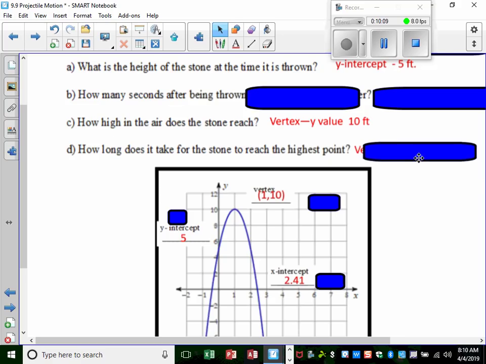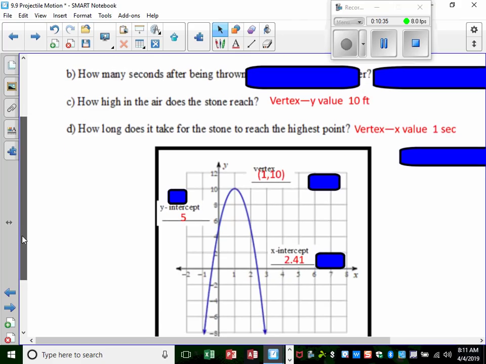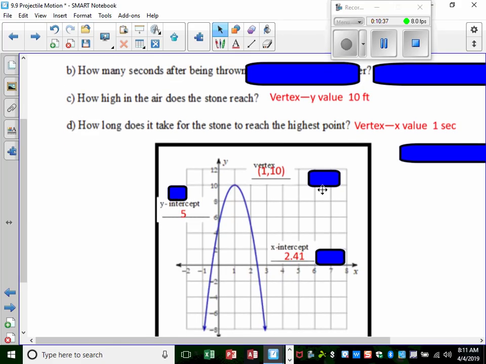How long does it take for the stone to reach the highest point? Then that's the x coordinate of your vertex. So the x is how long it will take, and the y is how high in the air it reaches. Again, you're looking at your vertex point, and there's your vertex right there. You might want to label the picture so you'll know where these numbers are coming from. It'll be a good visual for you.